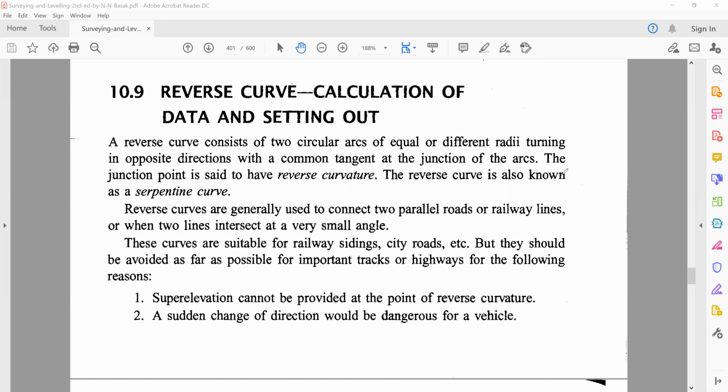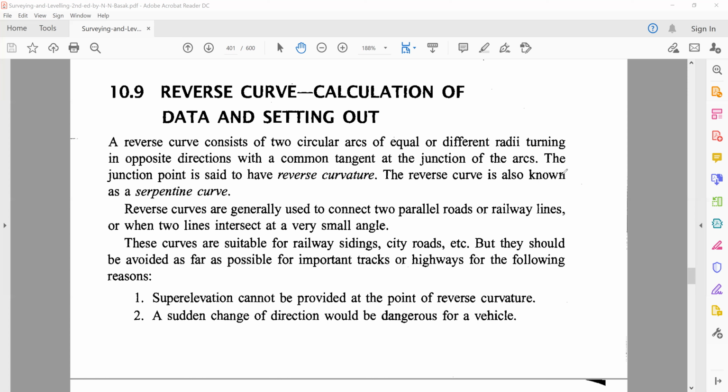Like I said, a reverse curve consists of two simple circular curves of equal or different radius. So the radius can be equal or they can be different, but they turn in opposite directions with a common tangent at the junction of the arcs. What this common tangent is, we'll get to that. This reverse curve is also called a serpentine curve because of its unwinding, or very zigzag, you could say, type of motion. Because if you're traveling on this curve, you'll be traveling along a curve in one direction, then you would have to completely change your direction at the midpoint towards another direction.